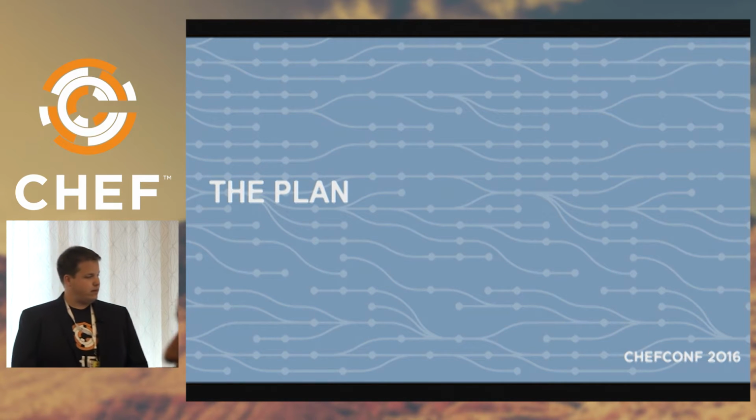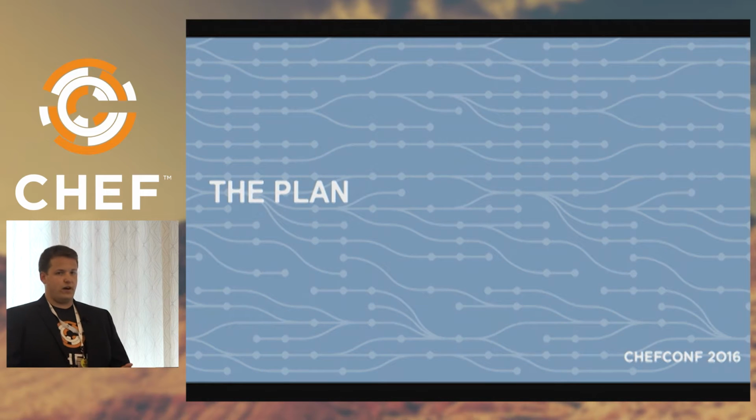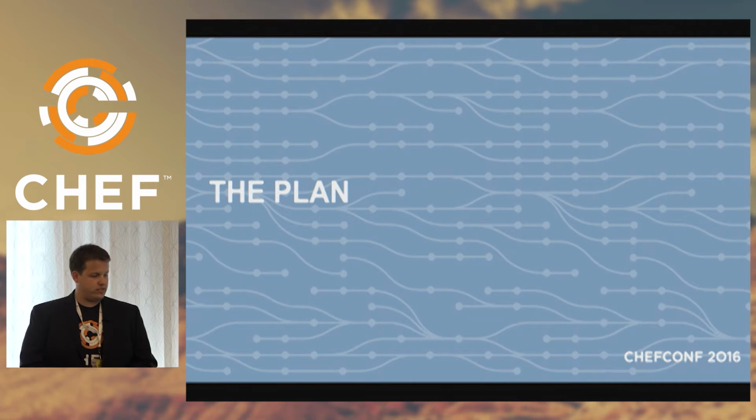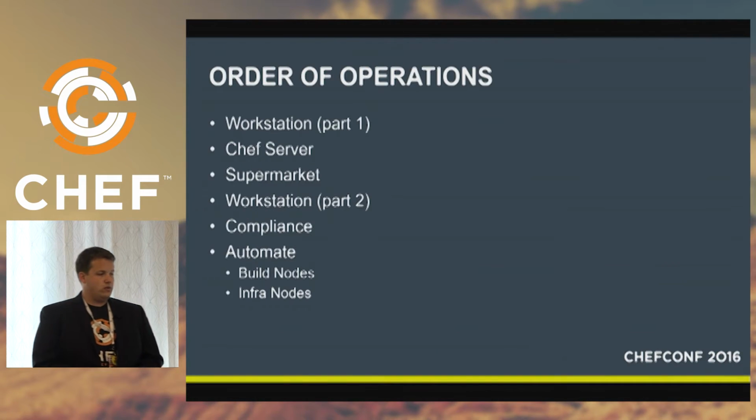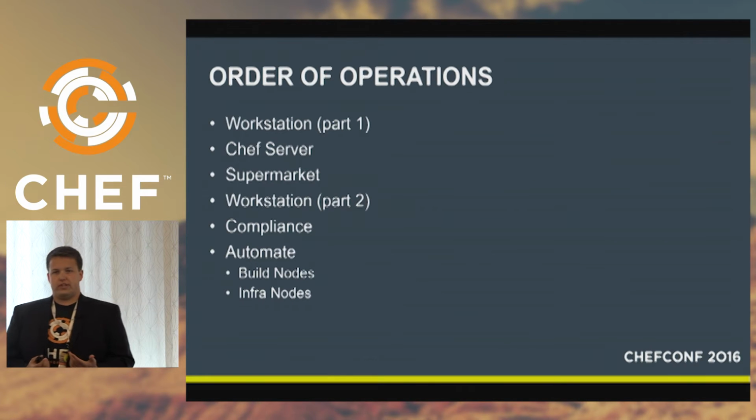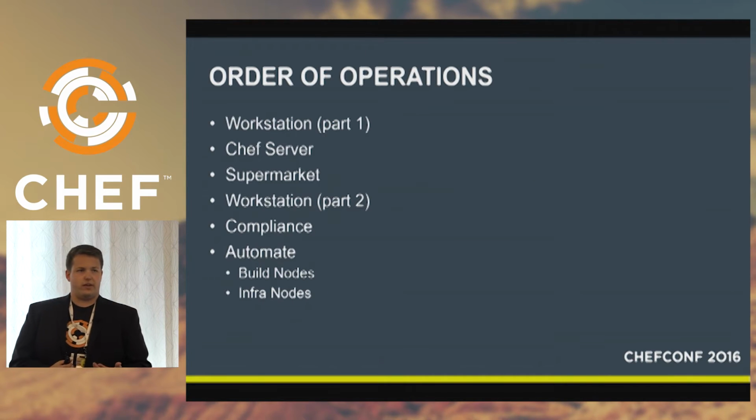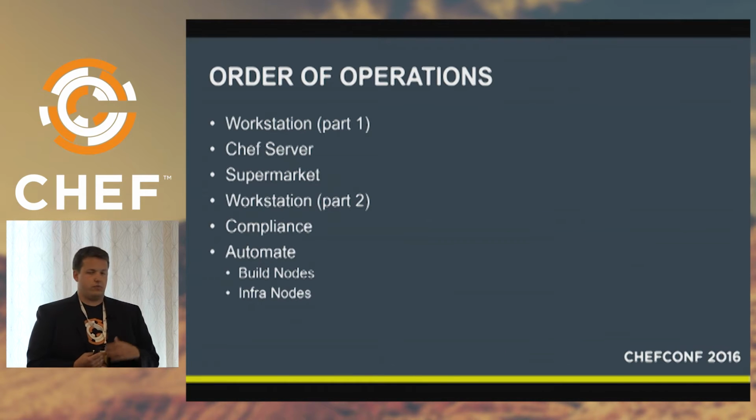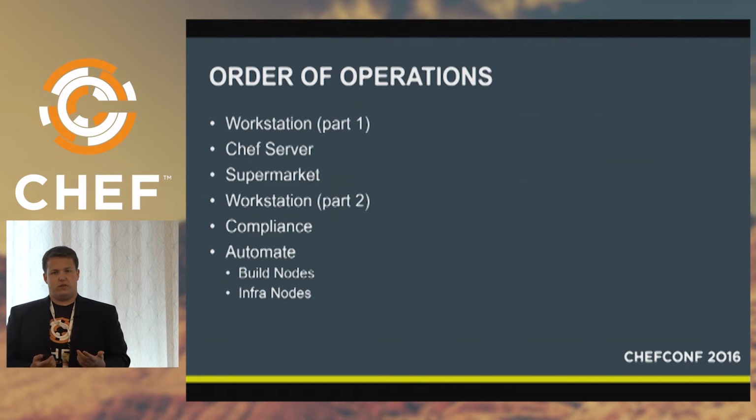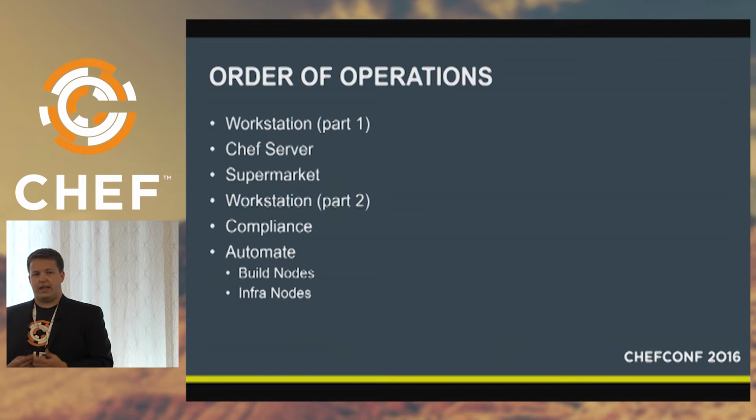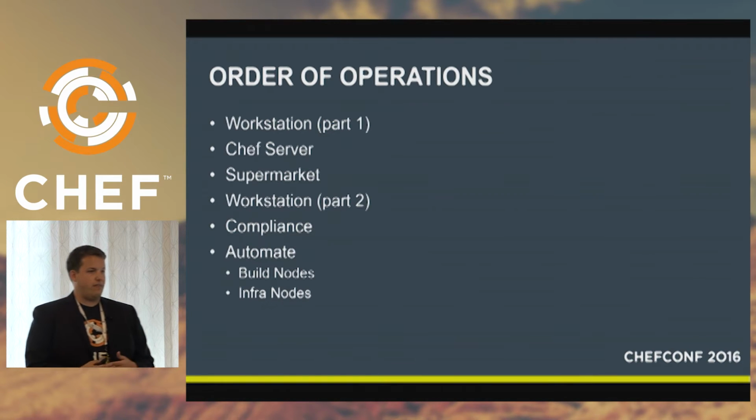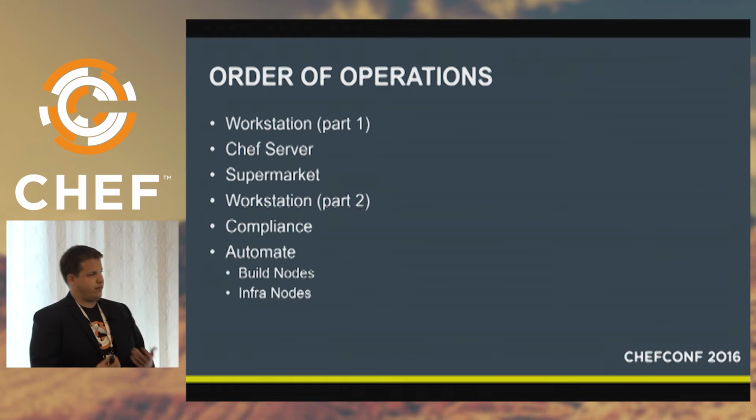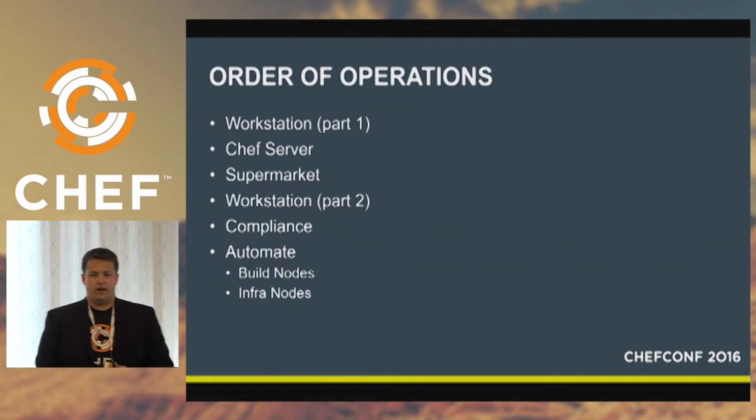All right, thanks, Pete. So let's move on to the plan. What are we actually going to do? So this is the basic order of operations. We're going to build the workstation that we're going to use to bootstrap things. We're then going to build a Chef server, we'll build a supermarket server, go back into building the workstation, getting it connected to all those pieces. And then if you're interested in the premium stuff that Chef has, and the compliance and automate visibility pieces, we'll go over that as well.